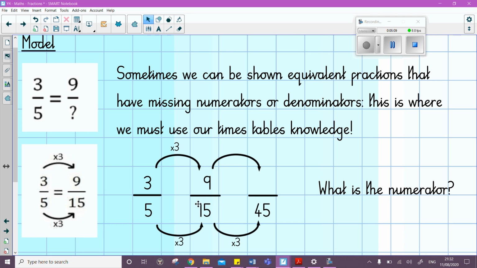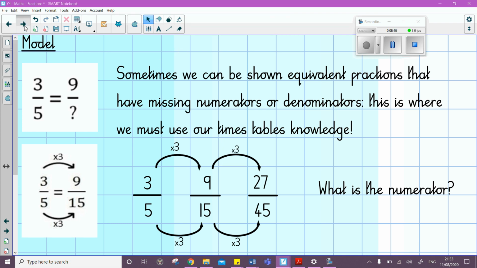So because I've multiplied 15 by 3, I must do exactly the same to the numerator. So I must do 9 multiplied by 3. Counting my 9s: 9, 18, 27. So the numerator here is 27. So 9/15 is equivalent to 27/45, as it is equivalent to 3/5. Okay, so I multiplied by 3 because whatever I do to the numerator, I must do to the denominator.